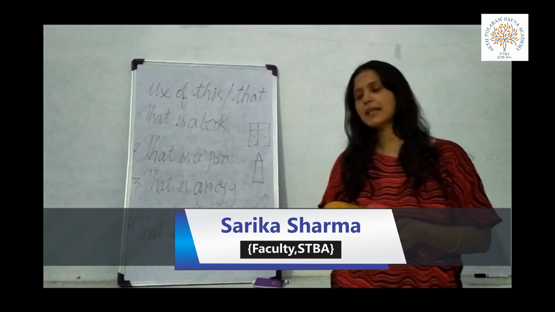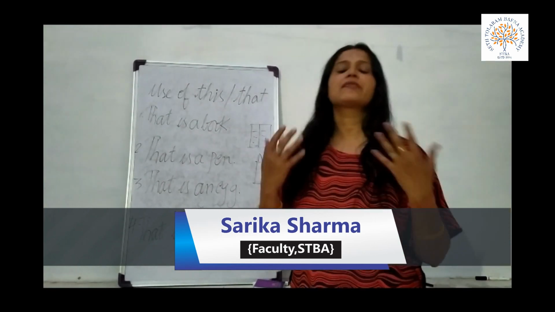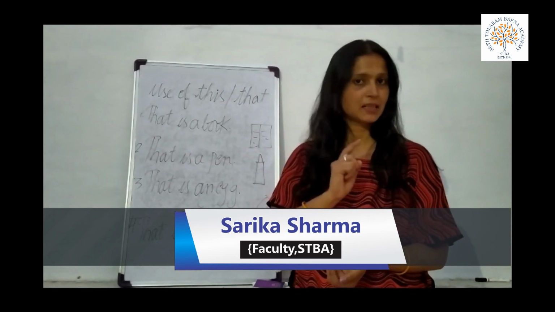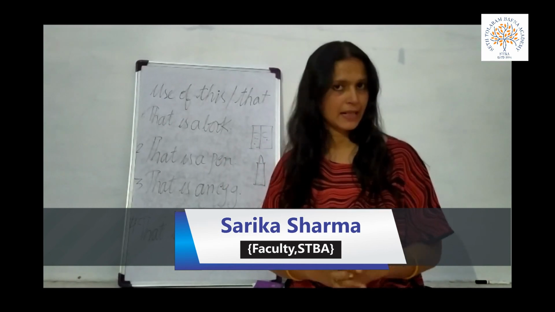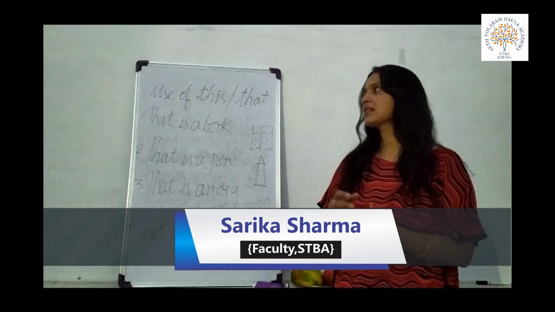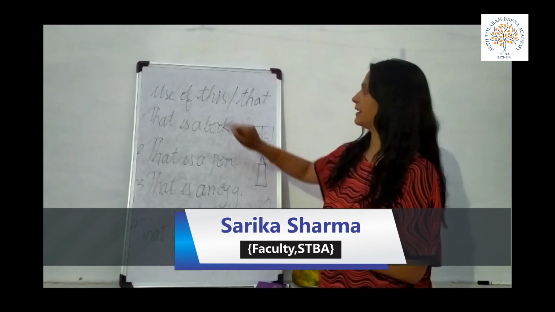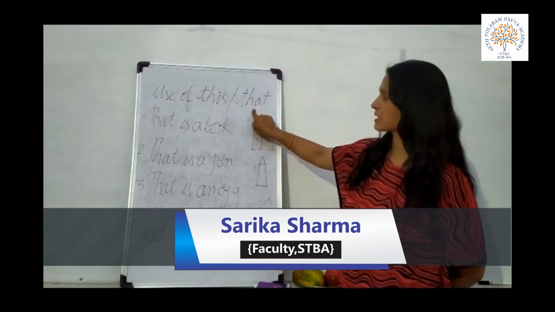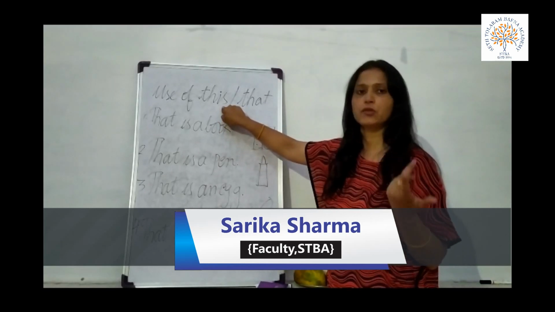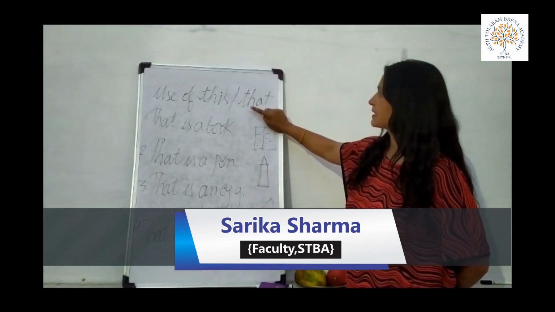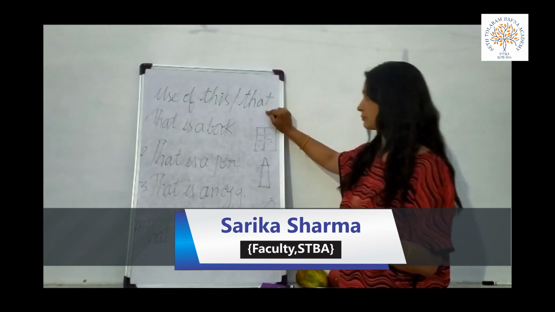So dear student, as I mentioned earlier, the things which are close to us, we always use this. And the thing which is far away from us, we will use that. So I am repeating once again all the topics which we have discussed. Firstly, you learned the spelling of this and that. We spell this T-H-I-S. This means the thing which is near to us. And we spell that T-H-A-T. That means the thing which is far away from us.